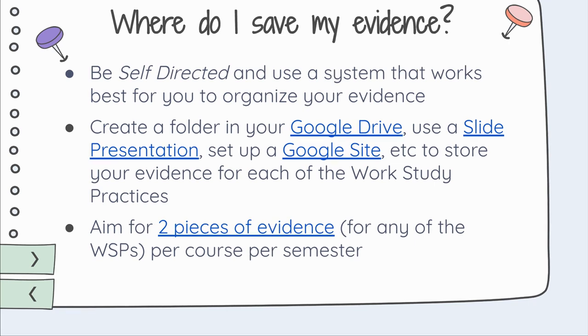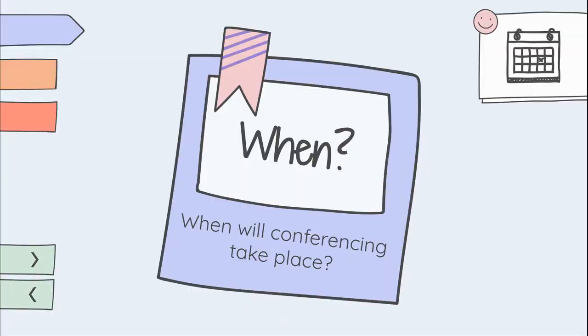No matter the method of organizing your evidence, you should aim to save 2 pieces of evidence for any of the work study practices per course per semester. This would include elective and UA classes in addition to your core subject area classes. For any students who are at SST, we would also encourage you to bring in pieces of evidence from those classes as well. So now that we know what we have to do, when is this all going to happen?